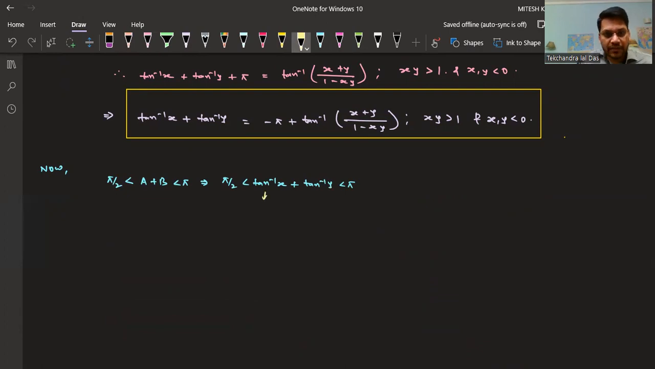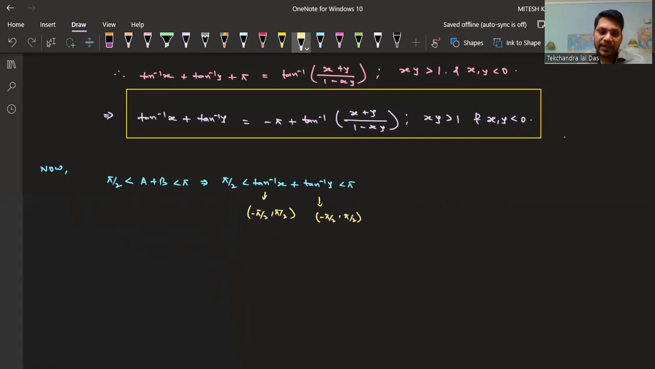We know this tan inverse x is between minus pi by 2 to plus pi by 2. Also this tan inverse y between minus pi by 2 to plus pi by 2. Okay, for lower limit this pi by 2. You know, if you add these two inequalities, definitely we'll get pi in the upper limit here. Okay, so this is obvious. Obviously this tan inverse x plus tan inverse y is less than pi.